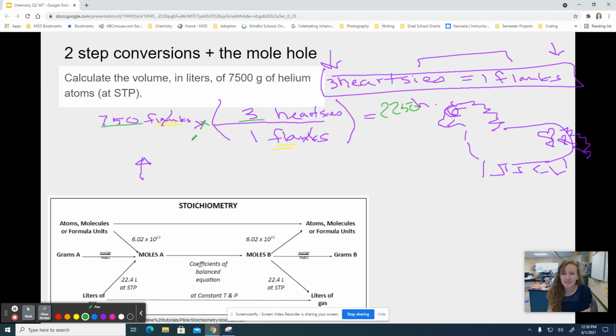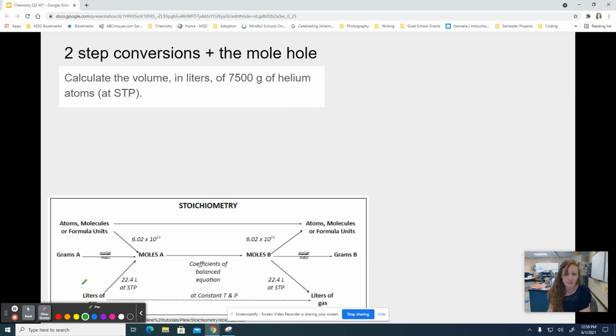You don't have to understand the concept, right? You don't even have to know what your units stand for, as long as you know that one unit on top of the other unit are going to reduce out, and this must be a relationship between the two. Now we can take this concept and keep running with it in terms of chemistry concepts. So here we have something, it wants me to calculate the volume in liters of 750 grams of helium atoms. Now, I'm going to set it up the exact same way, 7,500 grams of helium atoms.